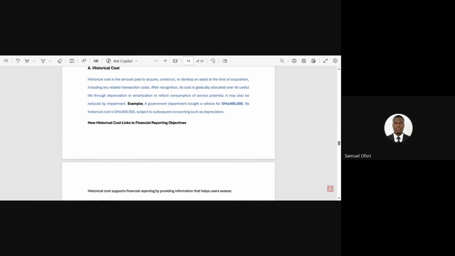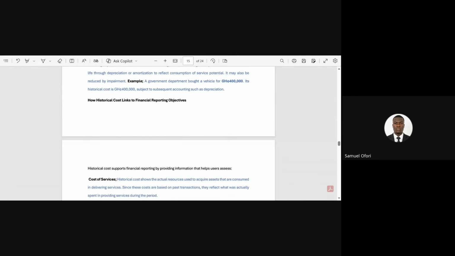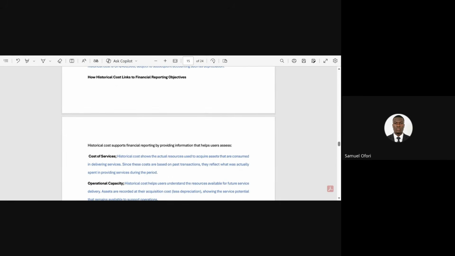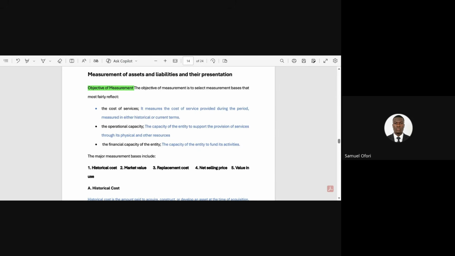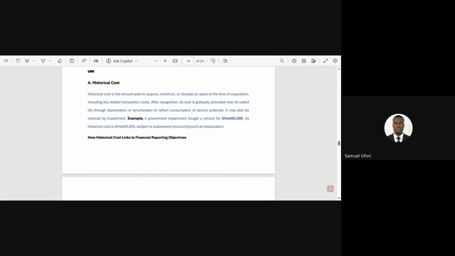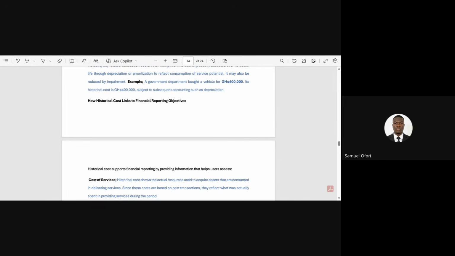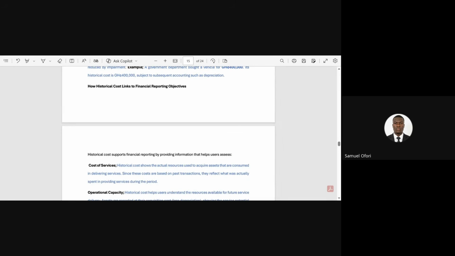So how does the historical cost link to the financial reporting objectives? First of all, we have to talk about the cost of service. Historical costs show the actual resources used to acquire the assets to consume. Since the costs are based on past transactions, they reflect what was actually spent on providing the services during the period. The cost of service measures the cost of service provided during the period measured in either historical or current terms. So the cost that was incurred to buy this particular asset or item will be the cost of service.